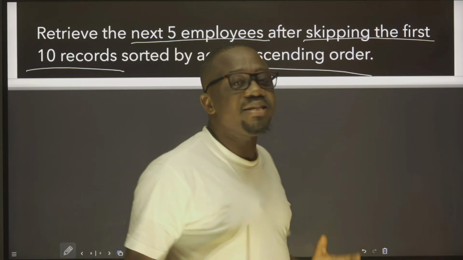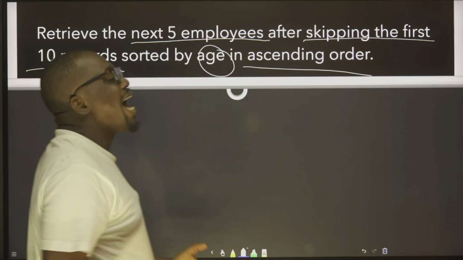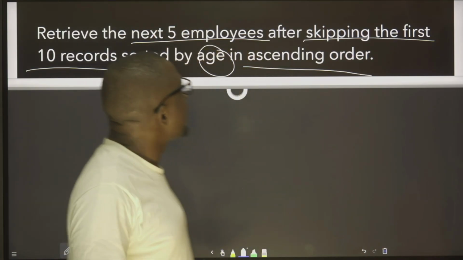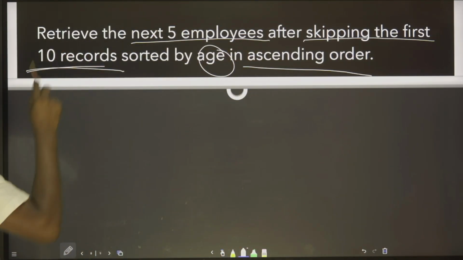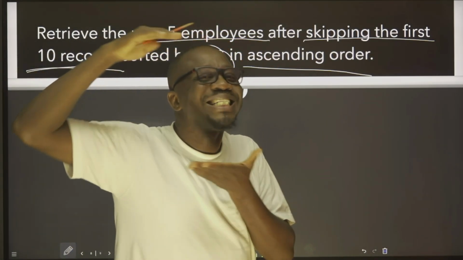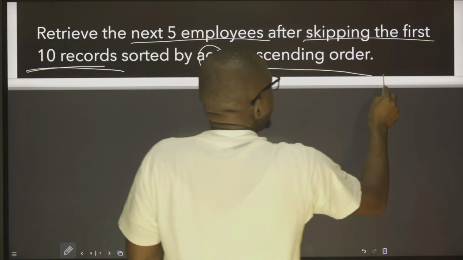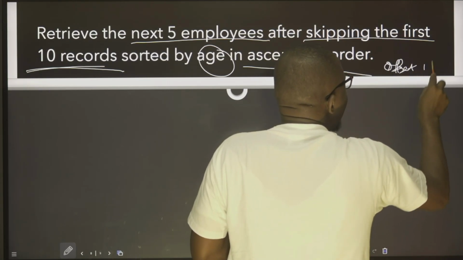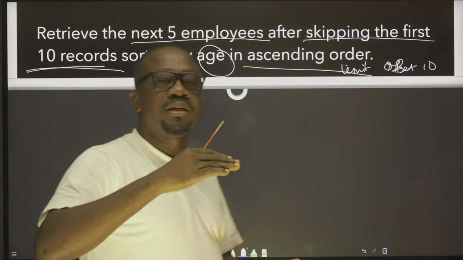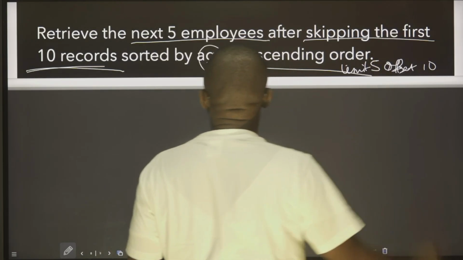Another question says retrieve the next 5 employees after skipping the first 10 employees sorted by age in ascending order. It means we are going to do order by age ascending from the youngest to the oldest. But we are going to skip the first 10 rows using offset 10. But before we put that line of offset 10, we must put limit 5 to limit what is returned to us to 5 rows. Okay? Limit 5. Let's see.